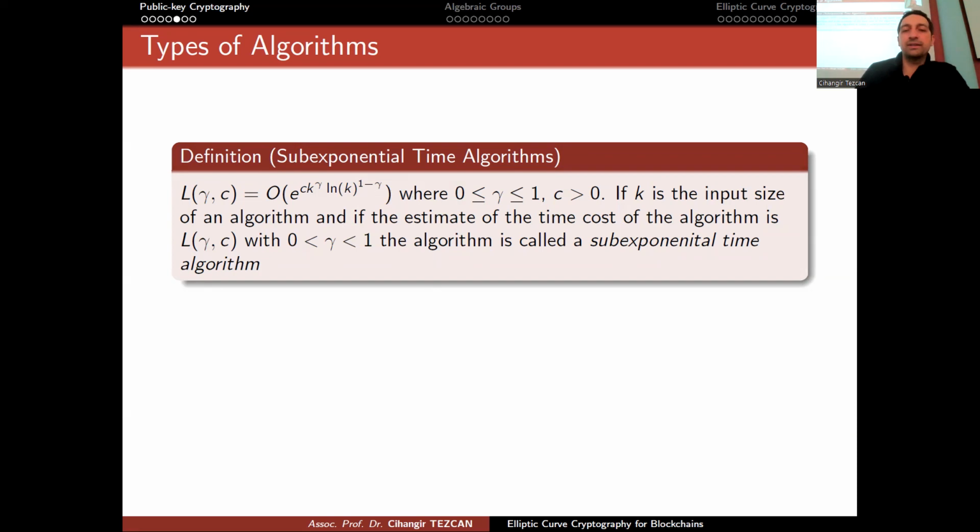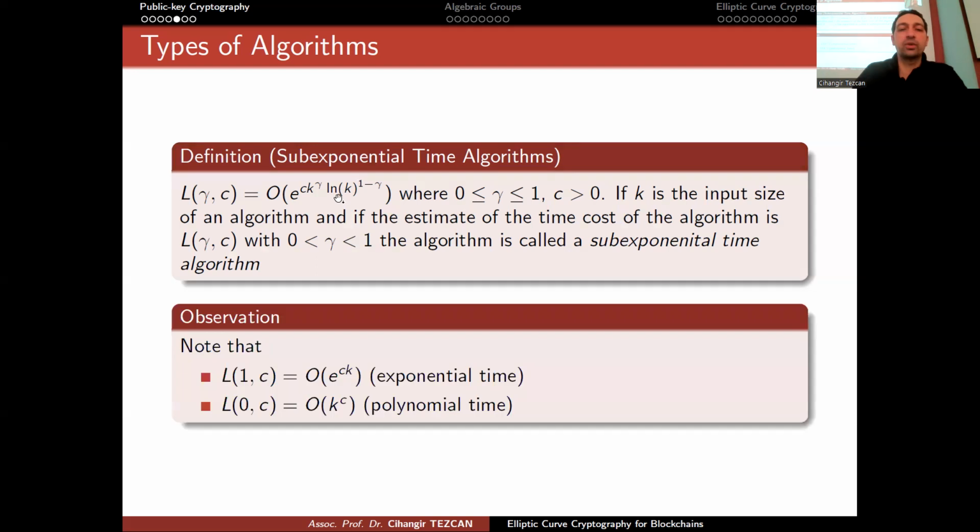In order to understand why there is such a definition, let's see what happens when gamma is 0 and when gamma is 1. It will tell us why there is such a definition. Let's look at when gamma is 1. You put gamma equals 1 here, and 1 minus 1 is 0, so this part cancels out. You end up with e to the ck, which is the exponential time algorithm.